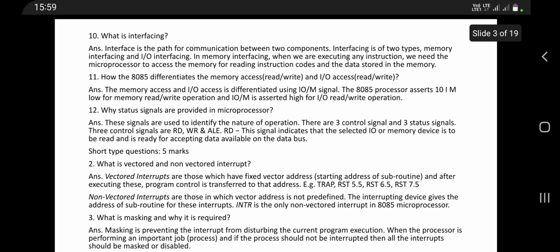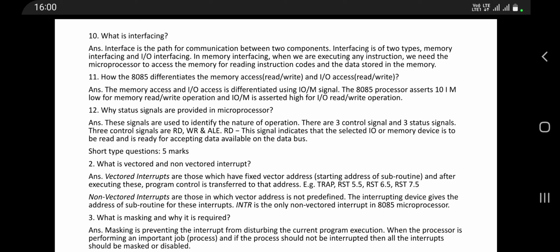Next, what is status signal? These signals are used to identify the nature of operation, and there are 3 control signals and 3 status signals. You know that the status signals are expressed as S0 and S1. That means while executing any instruction, there are the stages, that is opcode fetch, memory read, memory write, or IO read, IO write. So these are the different machine cycles.